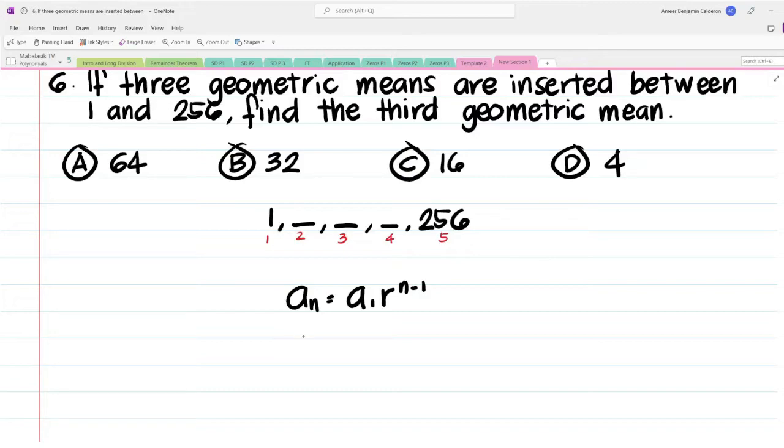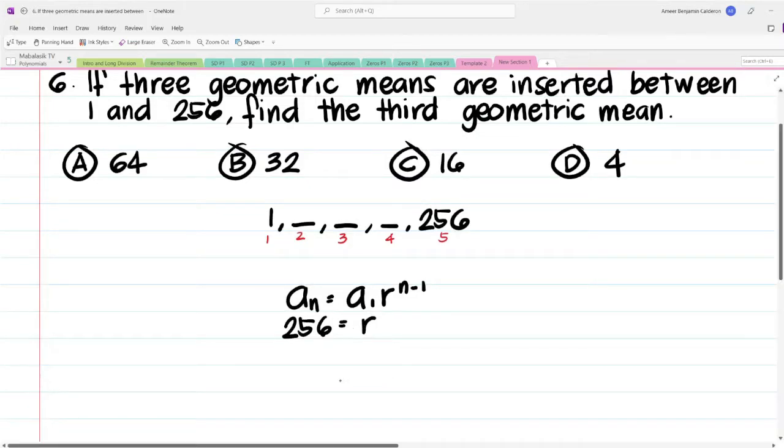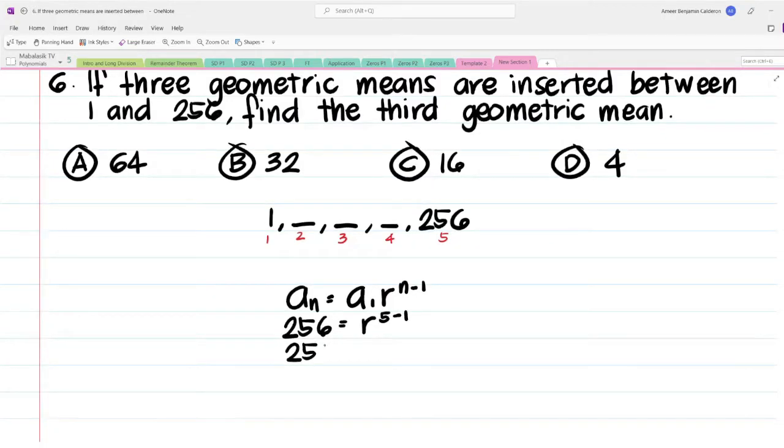So that is a sub n, the assumed last term, 256. So 256 is equal to 1 times r. So r na lang siguro, kasi di ba 1, ganun din naman yon. We don't write that. Raised to 5 minus 1. So 256 now is equal to r to the 4th.